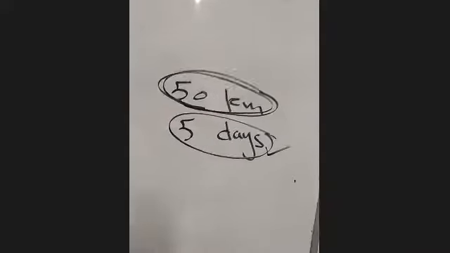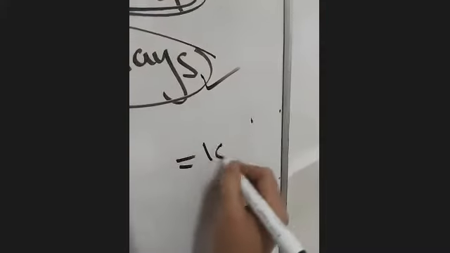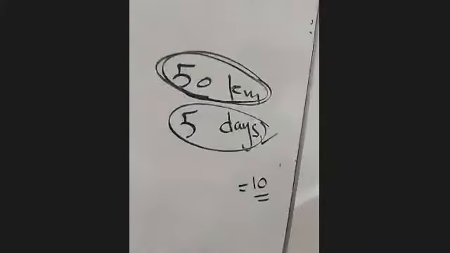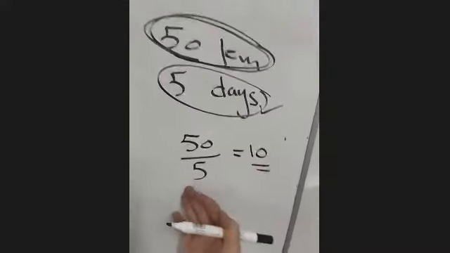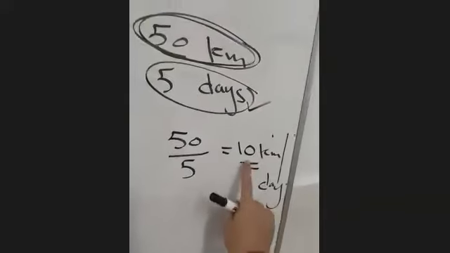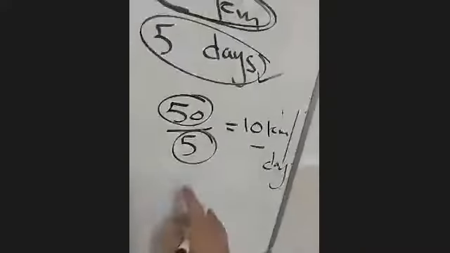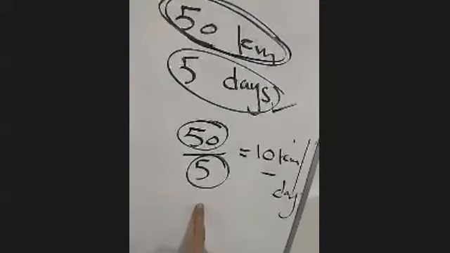How did you get the 10? This is my question now. We make 50 divided by 5 equals 10. Excellent. 10 kilometers per one day, right? So each day you will walk 10 kilometers. And here is the total distance and here is the number of the days, right? Yes. Now let's go back here.